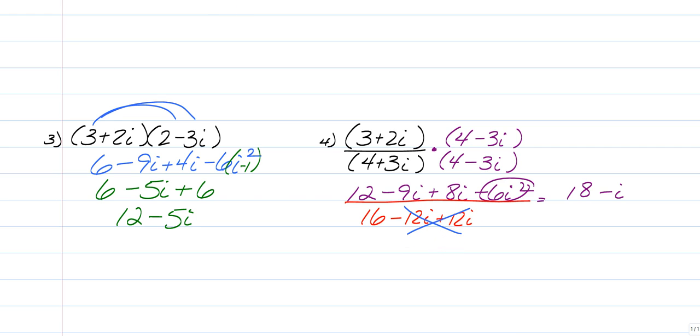Now, how are you still going to get rid of your i? Well, once we do 3i times a negative 3i, which is a negative 9i squared, again, i squared is a number. i squared is a negative 1. So negative 9i squared is technically just a positive 9. So we would just have 16 plus 9, which is going to give us a denominator of 25. So 18 minus i over 25 would be your final answer for this question.